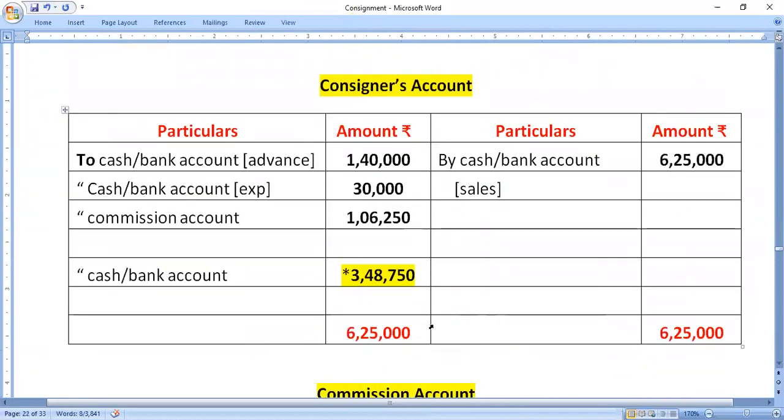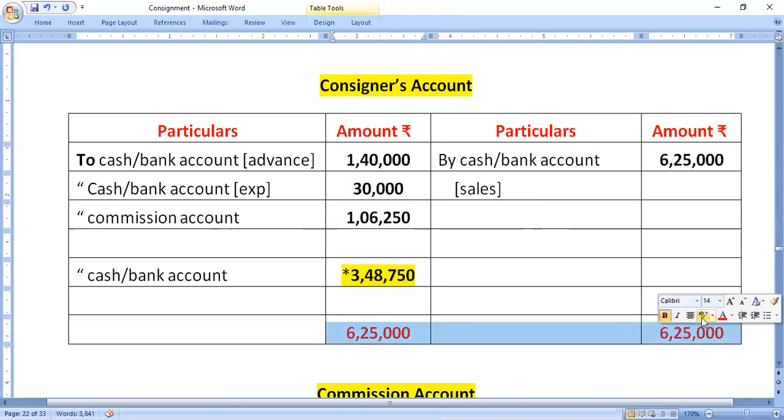Under that, first one, consignor account. Same as for journal entries, we are preparing ledger accounts here. Particulars, amount in rupees. By cashier bank account, sales, total sales 6,25,000. On the debit side, to advance 1,40,000, to expenses 30,000, to commission account 1,06,250, and the balancing figure 3,48,750. So total 6,25,000.